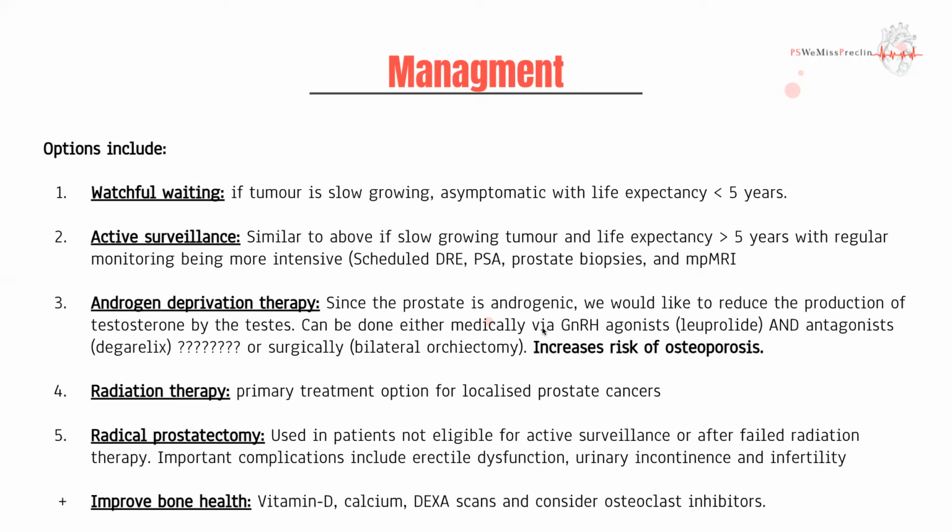First is watchful waiting. As I talked about earlier, if you know that the patient is very old and has a life expectancy less than 5 years, the tumor is slow growing, they are asymptomatic, we just watch them and monitor their cancer. What we do is we do scheduled DREs, PSAs, prostate samples often, or imaging through an MP-MRI. The next step up would be active management.